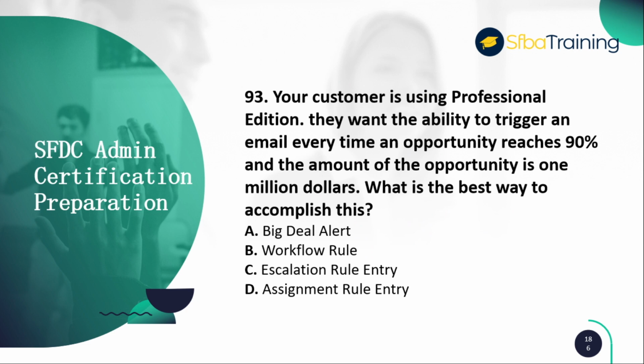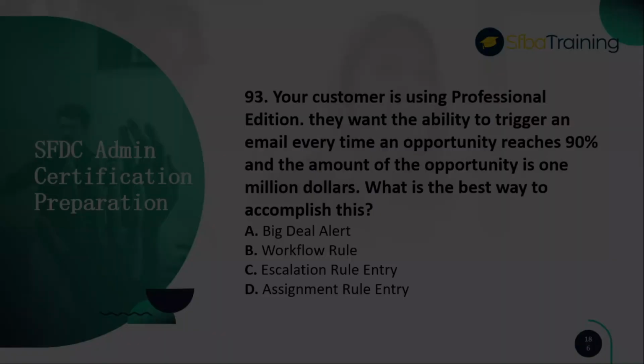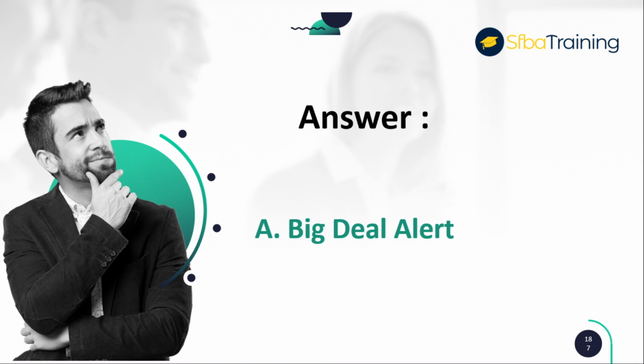Number 93. Your customer is using Professional Edition. They want the ability to trigger an email every time an opportunity reaches 90% and the amount of the opportunity is $1 million. What is the best way to accomplish this? A, big deal alert. B, workflow rule. C, escalation rule entry. D, assignment rule entry. The answer is A, big deal alert.